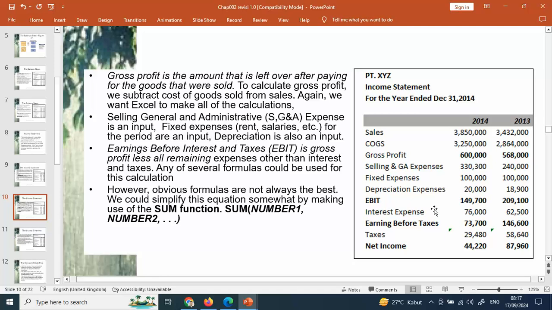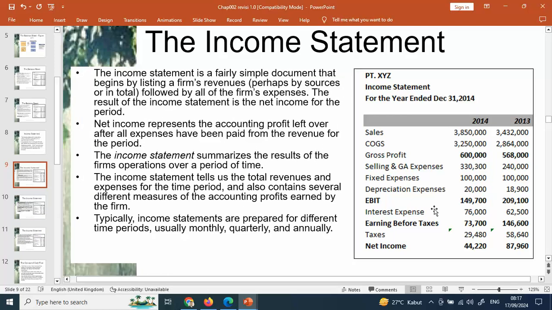Before. Okay. This one. What is quarter? Quarterly. Yeah. Q1, Q2, Q3, Q4. So the financial statements, sometimes we create four times in a year, every 3 months. Quarterly, every 3 months. Quarter 1, Q1, Q2, Q3, Q4.